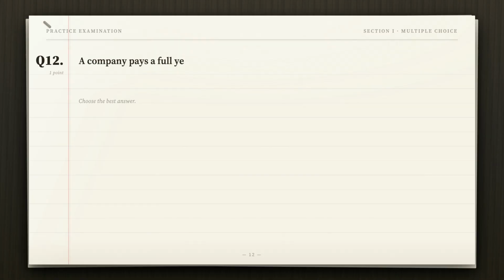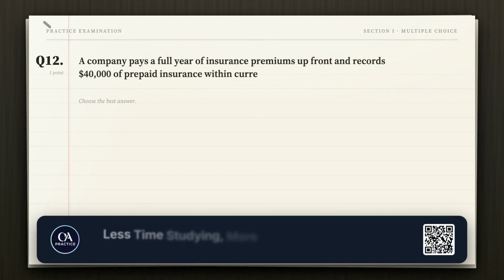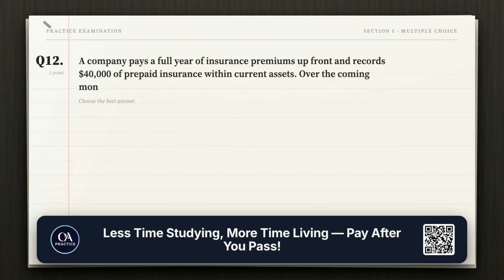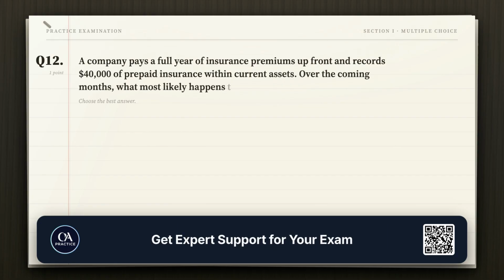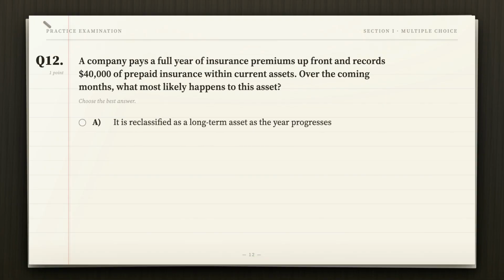Question 12. A company pays a full year of insurance premiums up front and records $40,000 of prepaid insurance within current assets. Over the coming months, what most likely happens to this asset? Your options are: A. It is reclassified as a long-term asset as the year progresses.